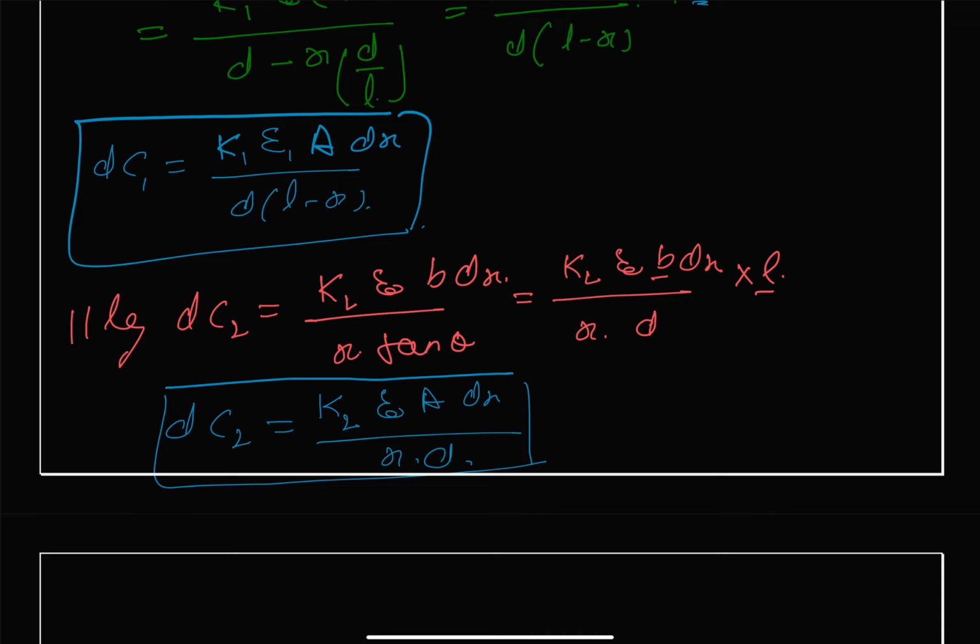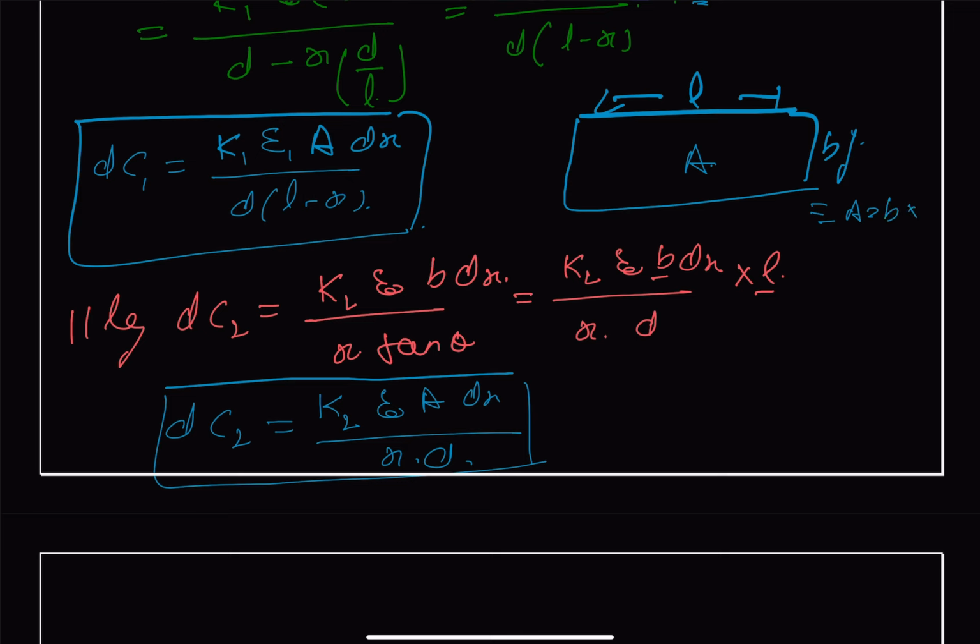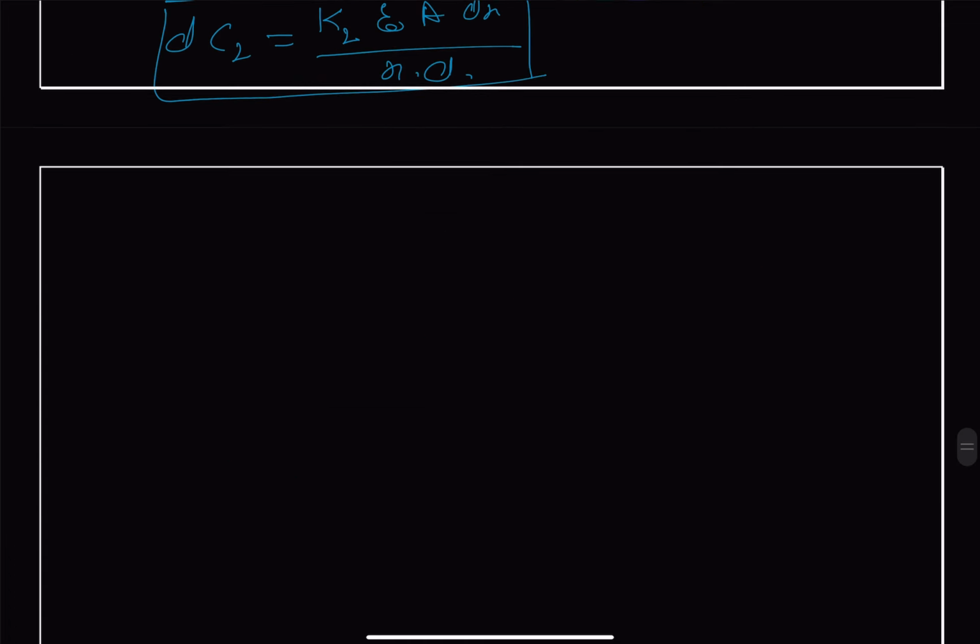And for area we can just draw an approximate figure. So this is our area, and length is our L and this is our B. So our area will be equal to B times L. And these two capacitors, DC1 and DC2, are in series.